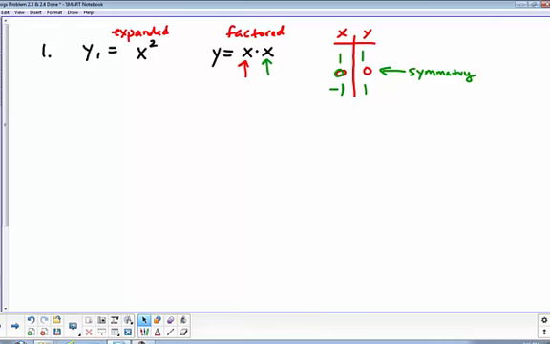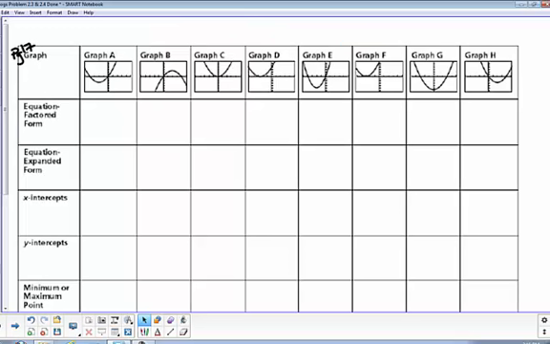So I'm going to go back to the grid here. And which of these equations goes through 0, 0, and then 1 giving 1, and negative 1 giving 1? It would be graph C. So my equation in factored form, I'm going to write x times x. In expanded form, I'm going to write, whoops, I have this backwards. X times x is the factored form. Expanded form is x squared.